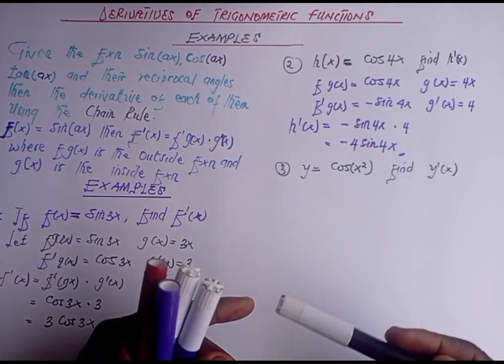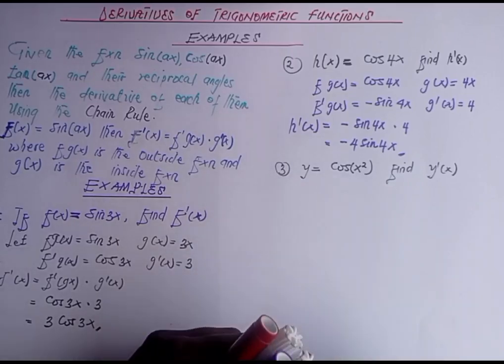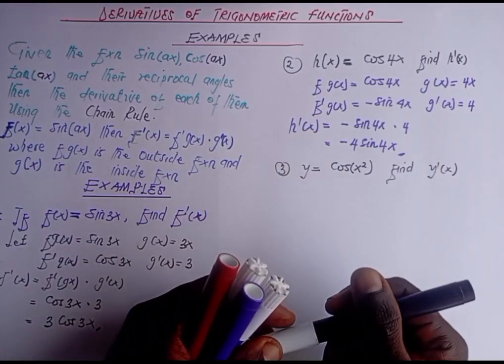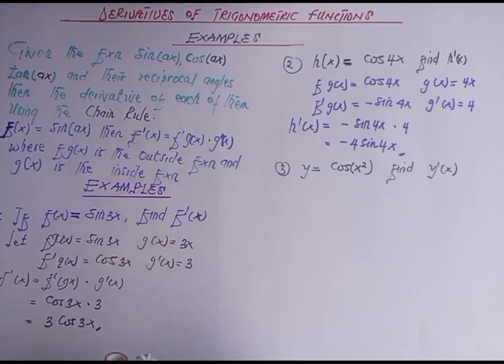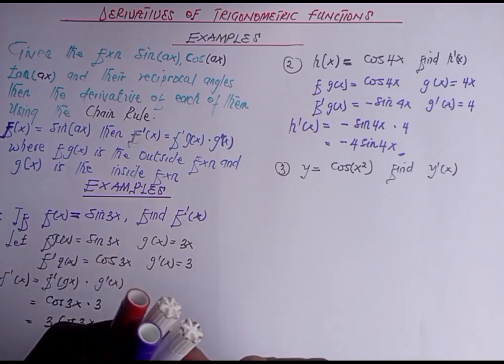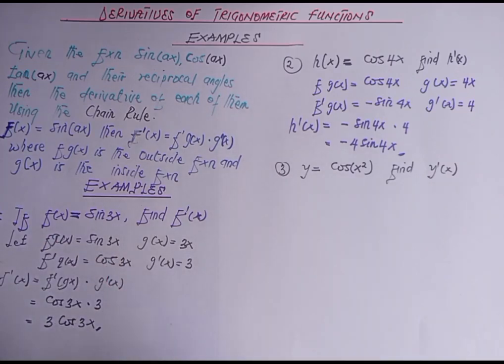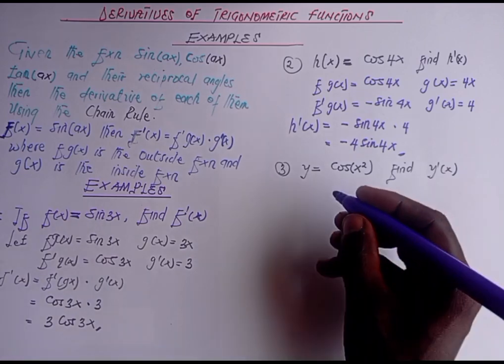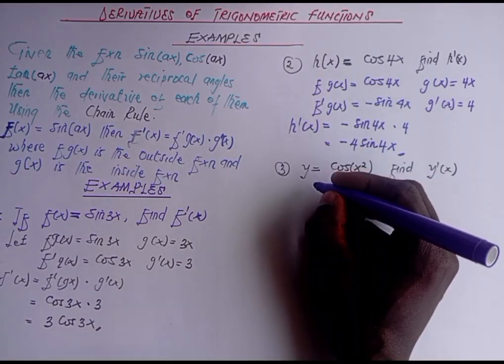So we can see that we have a function of cos and then a function of what? x squared, a function inside another function. So we can apply the chain rule. We first have to identify our outside function.